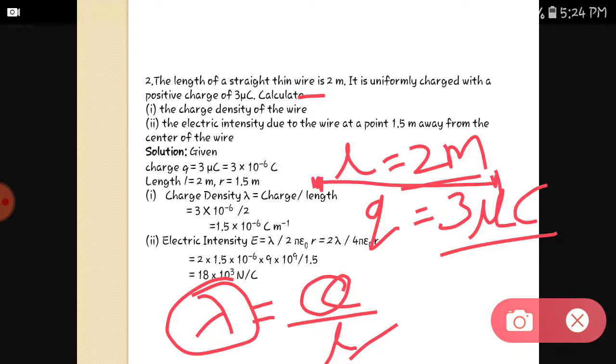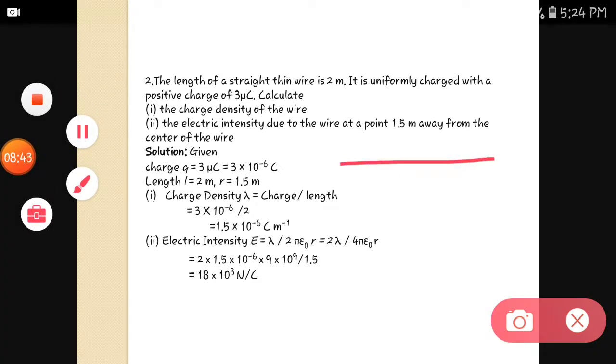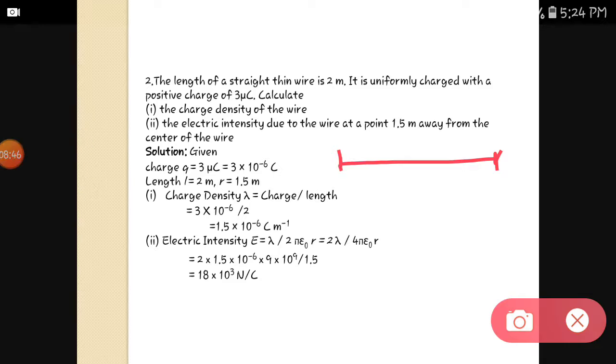Second, the electric intensity due to the wire at a point 1.5 meter away from the center of the wire. Now I will draw the diagram again for you. This is the wire. If the length is 2 meter, here it will be the center O. Now the electric field intensity due to the wire at a point 1.5 meter away, it may be over here. Here I want to find the electric field intensity.